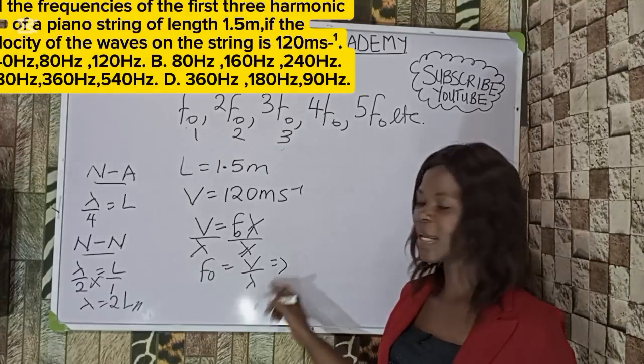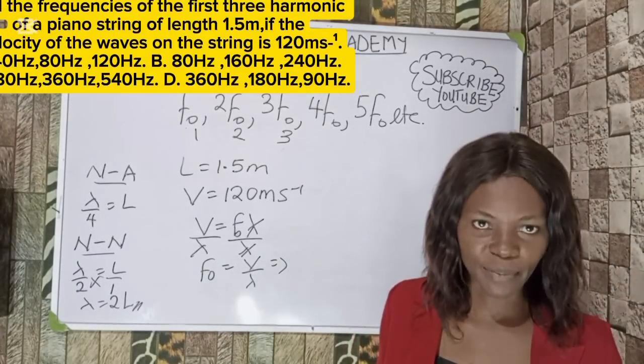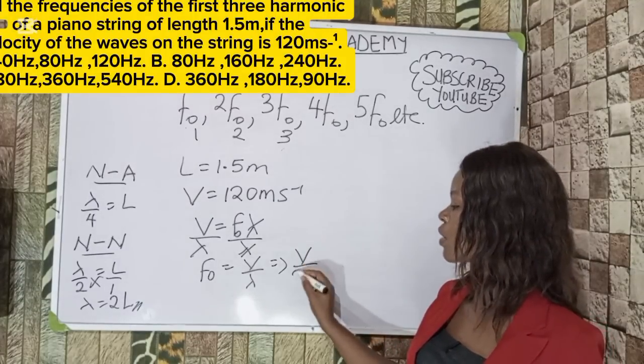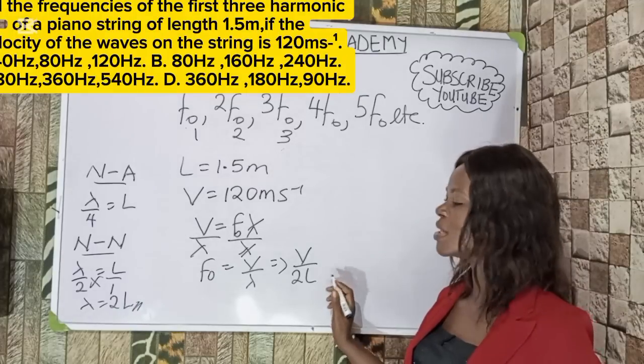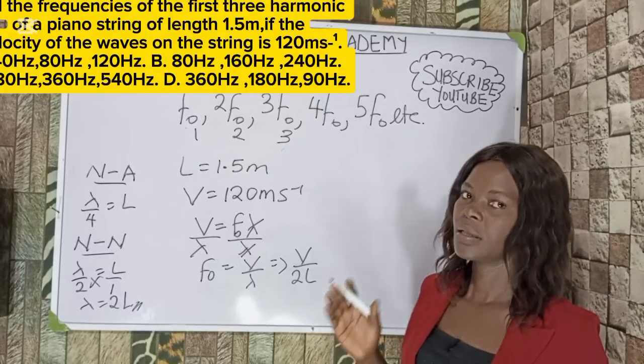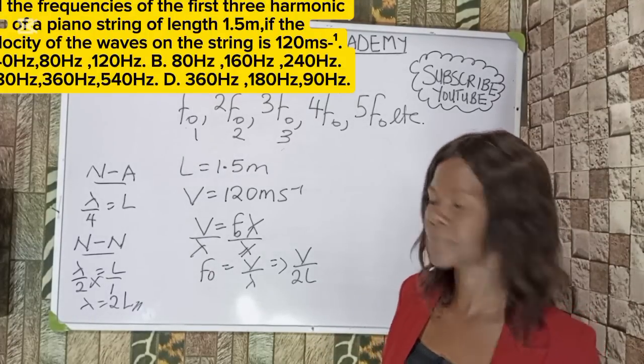But what is my lambda here? My lambda is 2L, because we are dealing with an open pipe. I hope that is clear. So this is V over 2L, which is my fundamental frequency. So I can now solve for the first harmonic, second harmonic, and the third harmonic. So let's go.